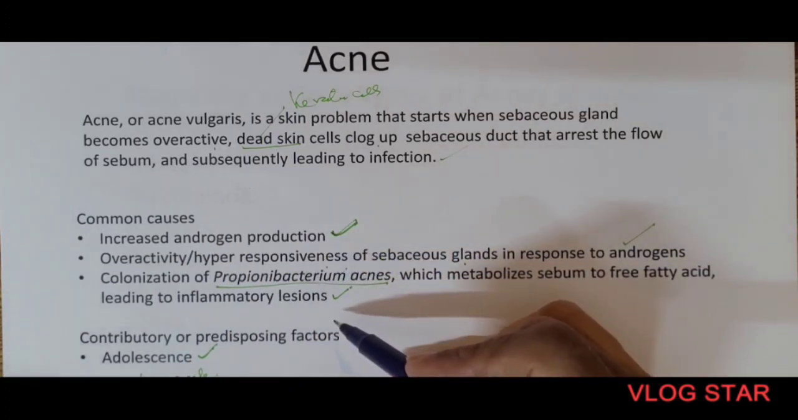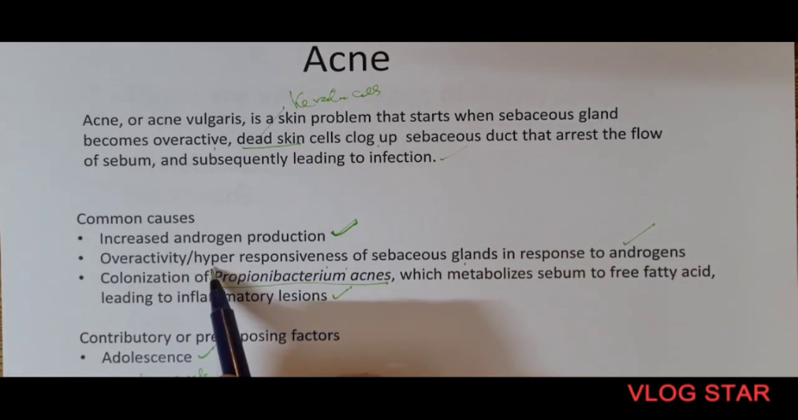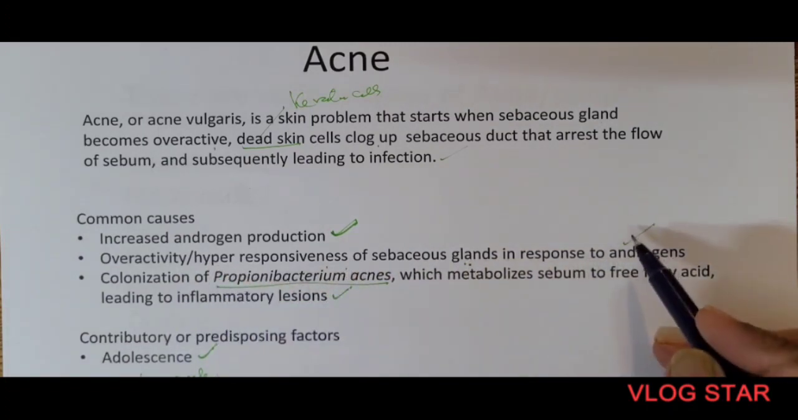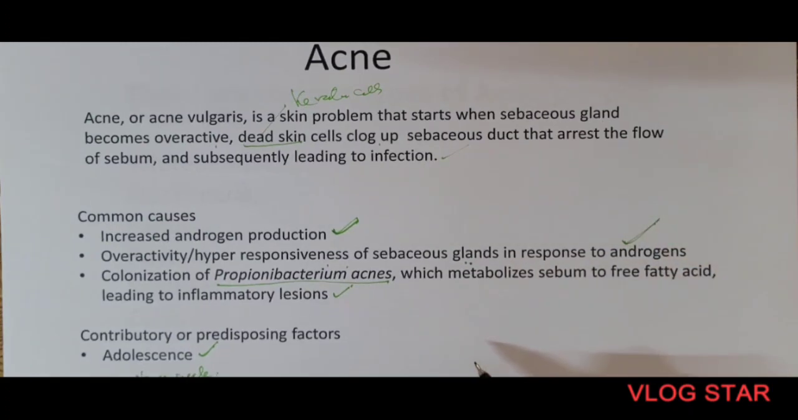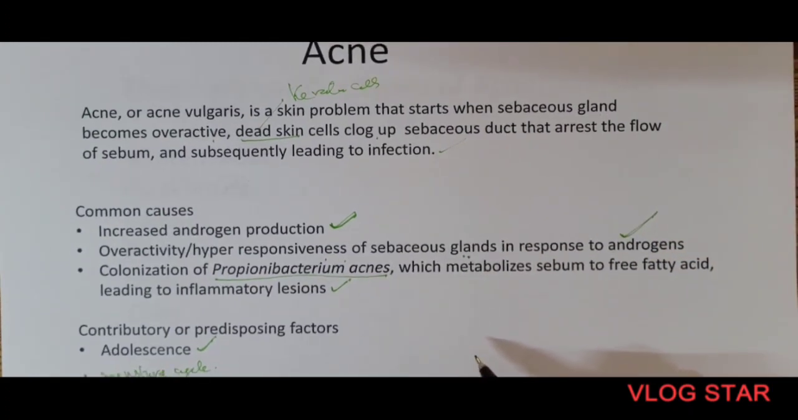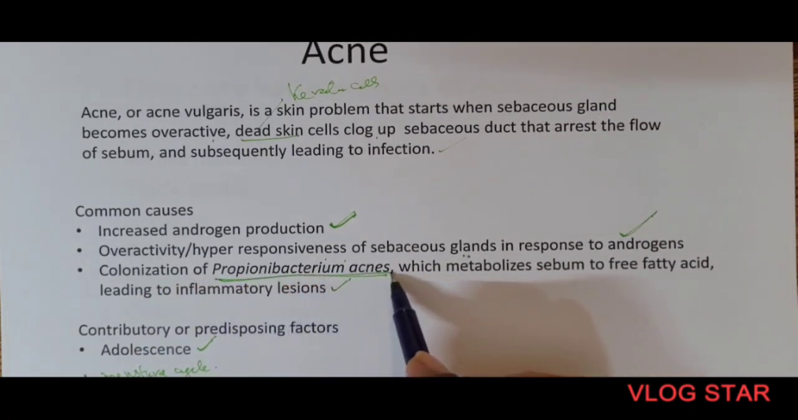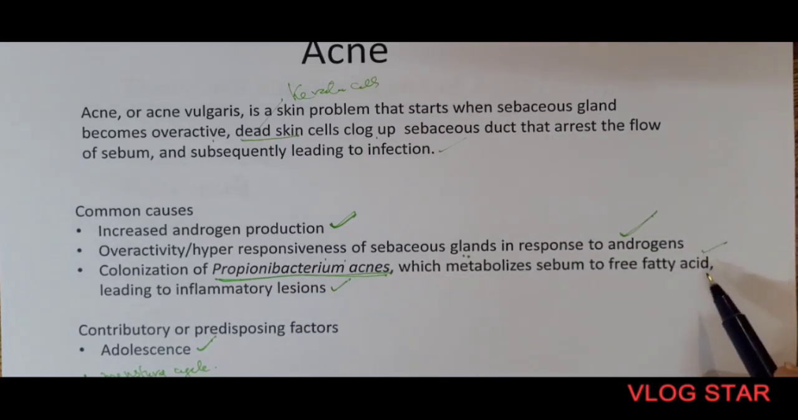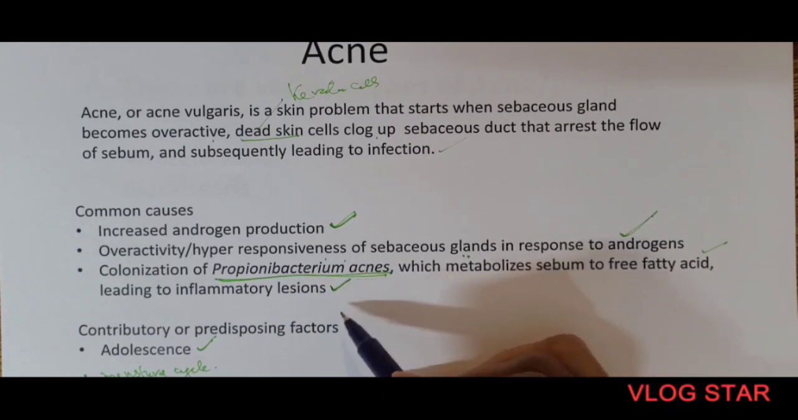So the sebaceous activity process is mainly controlled by hormones. Overactivity or hyperresponsiveness of sebaceous glands in response to androgens. This third one is very, very important: colonization of Propionibacterium acnes, which metabolizes sebum to free fatty acid, leading to inflammatory lesions.